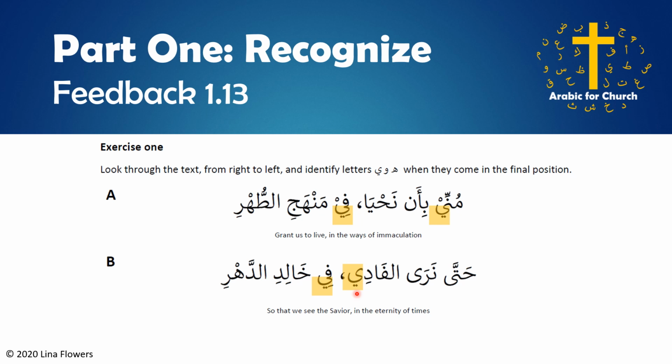Let's look for a Ya with a consonant sound. Here, I can find you one here. Nahya, Ya, Nahya. So maybe in the medial position or in the initial position, it'll come as a consonant sound.